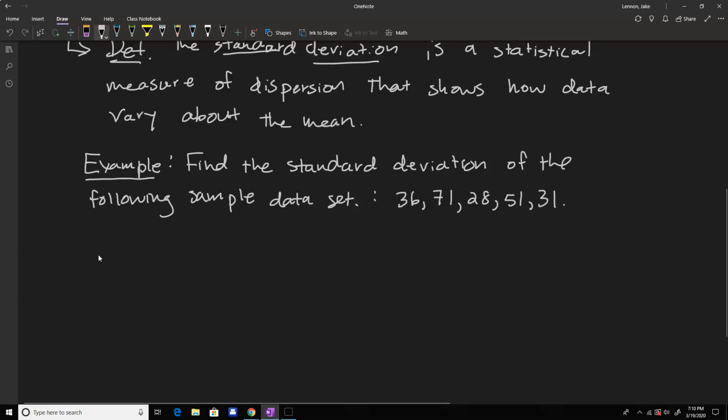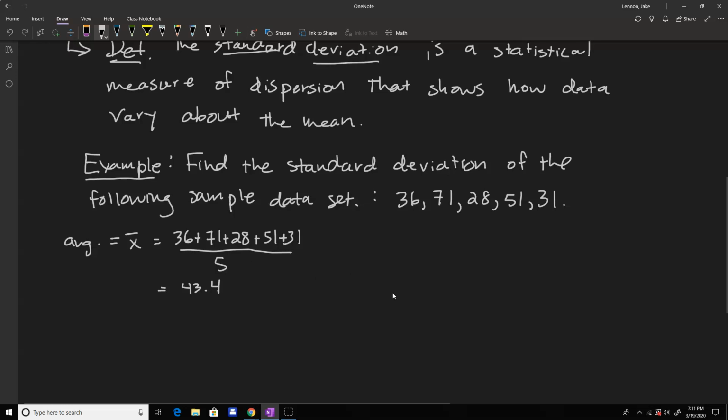So the first thing you want to do is find the average. A lot of times when we're using sample values, the average is represented by x with a bar on top of it, x bar. In this case, we just total those numbers and then divide by 5. So 36 plus 71 plus 28 plus 51 plus 31, with everybody being divided by 5. So this average comes out to 43.4.